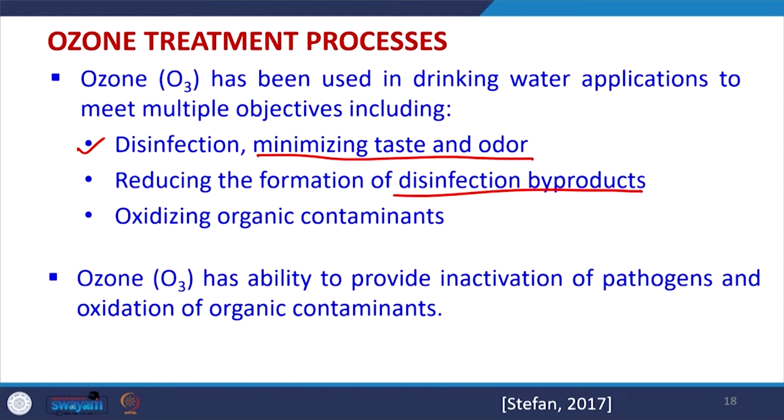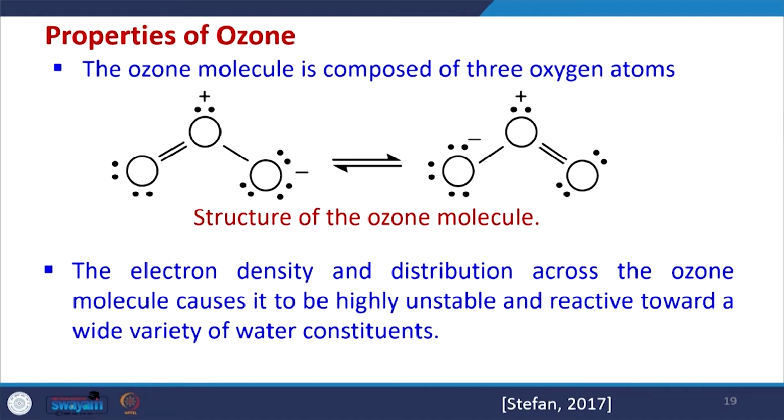So, ozone has the ability to inactivate the pathogens and to oxidize most of the organic contaminants present in the water. So, ozone can be used differently. Now, for doing this we need to produce the ozone. The ozone molecule is composed of 3 atoms, as you can see here. It can resonate in different forms, these 2 forms, depending upon the pH and other conditions. So, this is the ozone molecule.